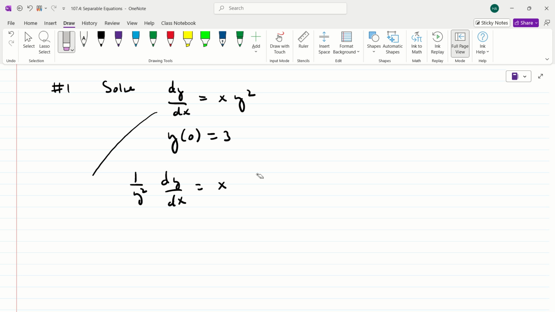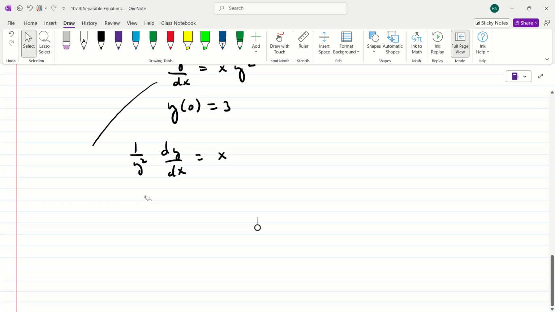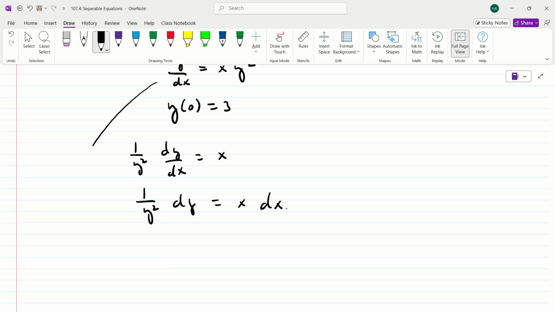And whenever you have a separable differential equation, for simplicity, we're going to think about that dy dx as if it were a fraction, where the dy is the numerator, the dx is the denominator, and we can multiply both sides by dx to get 1 over y squared dy is equal to x dx. The benefit of this is that it gives you a gigantic shortcut for doing the computations.